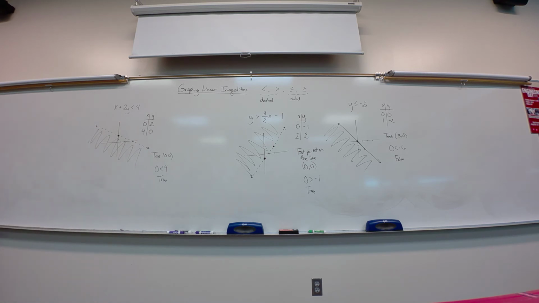All right, so we need to first graph the line, graph it dashed or solid, then decide which side we're going to shade. I can test a point and shade the side that's true.